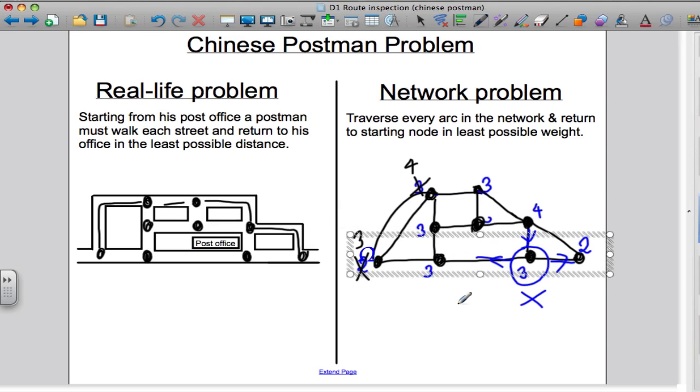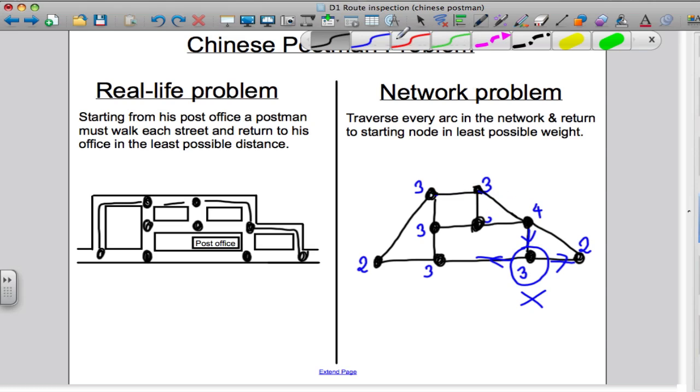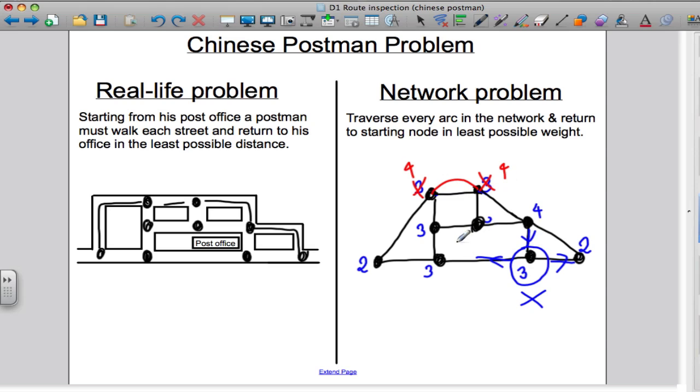So I think it's pretty clear what we're going to have to do there. In order to make them all even, what we're going to have to do is link up the odd nodes. For example, here's a way. If I linked up that 3 and that 3, then that would be of order 4, that would be of order 4. If I linked up that 3 and that 3, that would be of order 4, that would be of order 4. And finally, I could link up that 3 and that 3, and they would all be of order 4.